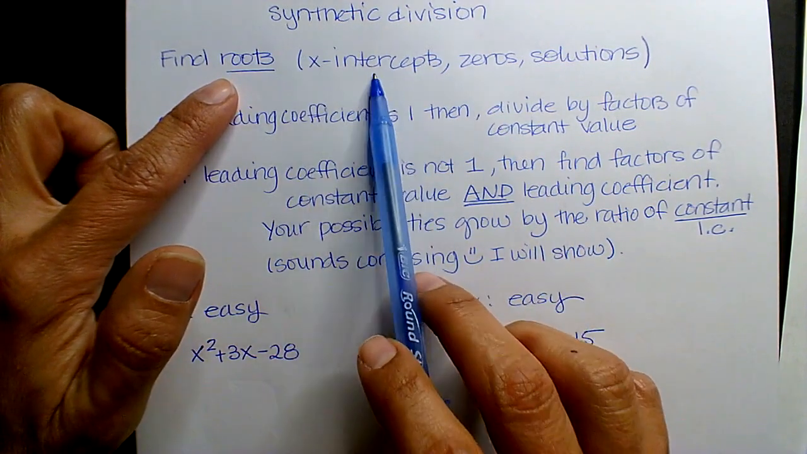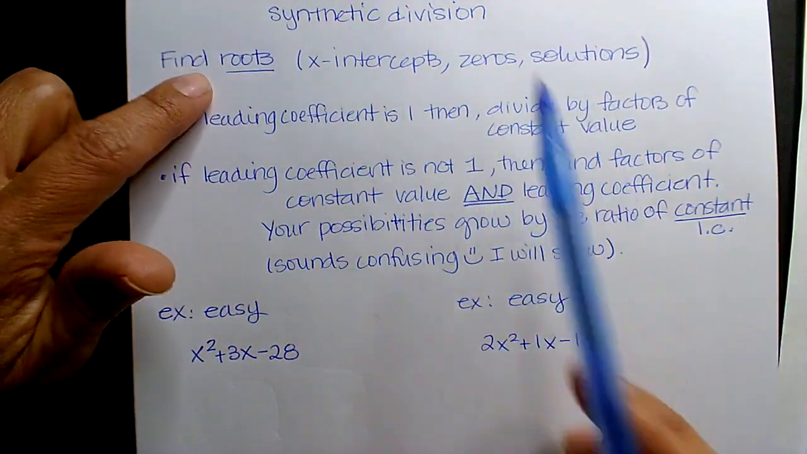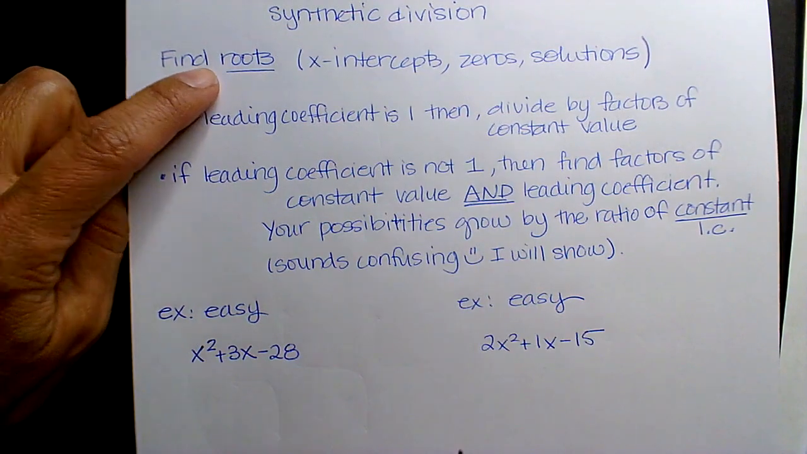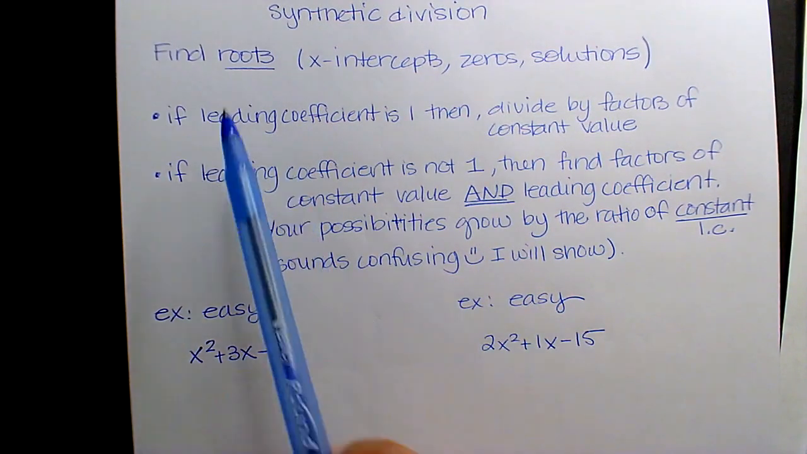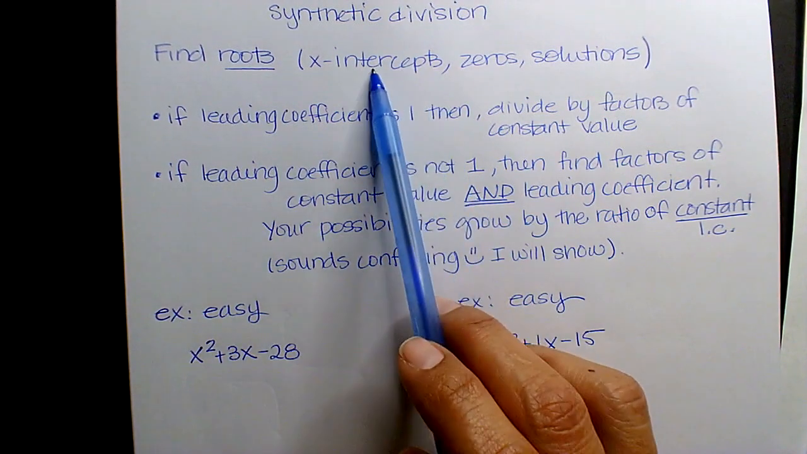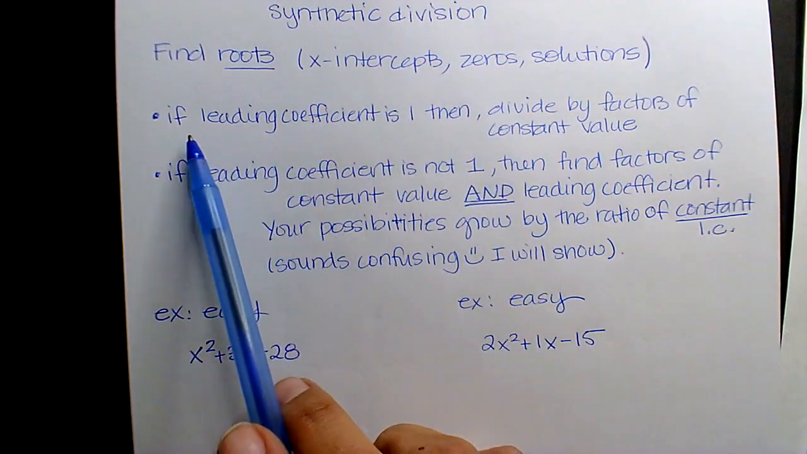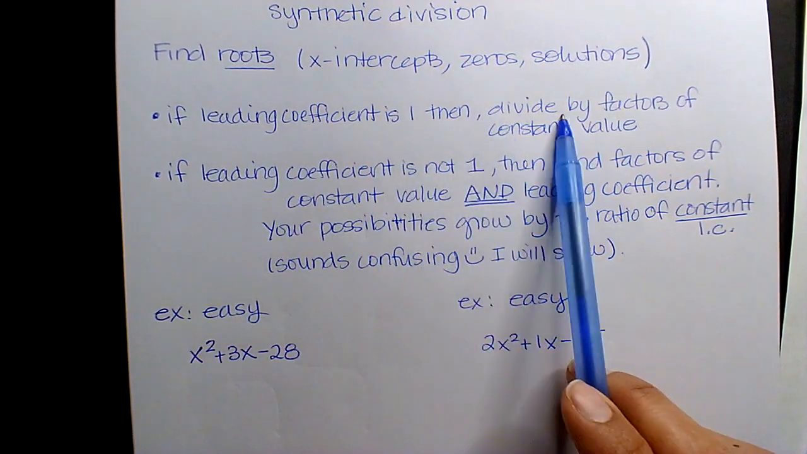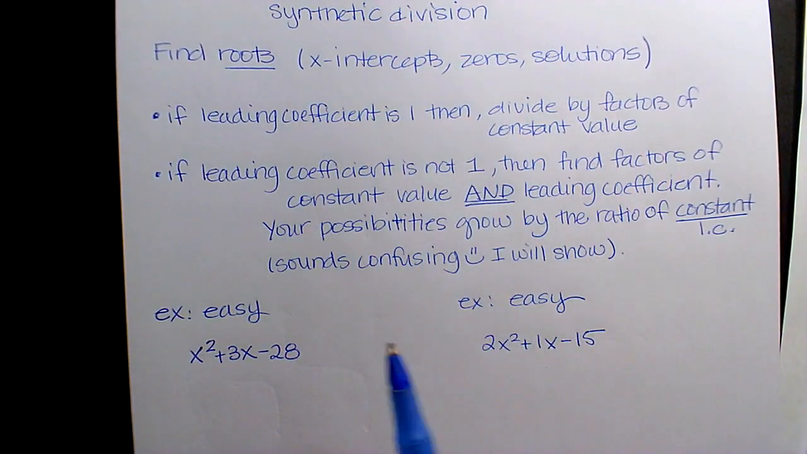Remember, roots are the same as x-intercepts, zeros, solutions, but normally when you're talking about synthetic division of polynomials, they always ask you to find the roots. So that's the preferred word, okay, but it's really x-intercepts. All right, if the leading coefficient is 1, then we divide by the factors of the constant value. Okay, this will make sense to you as we move forward.